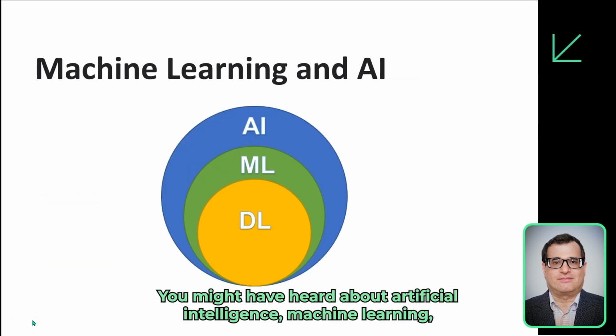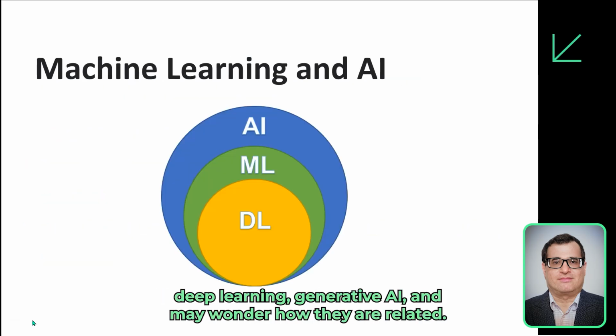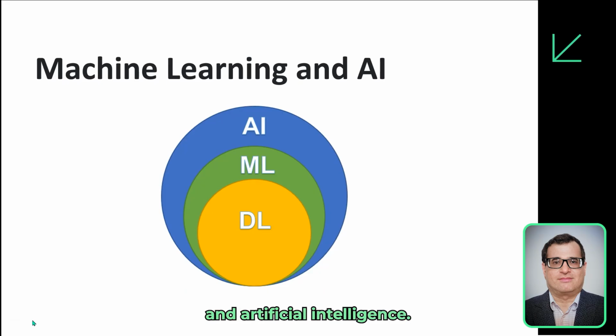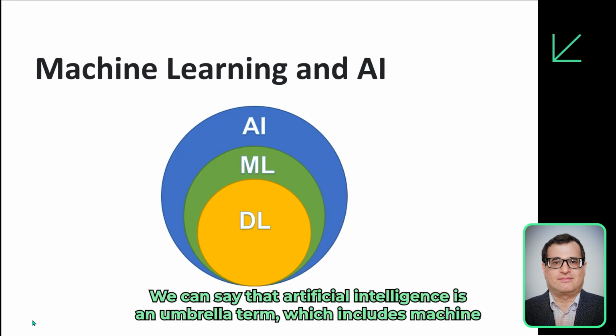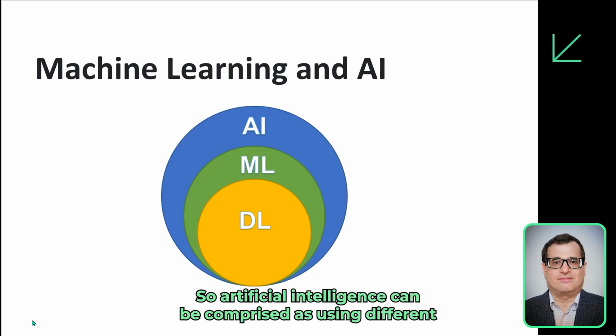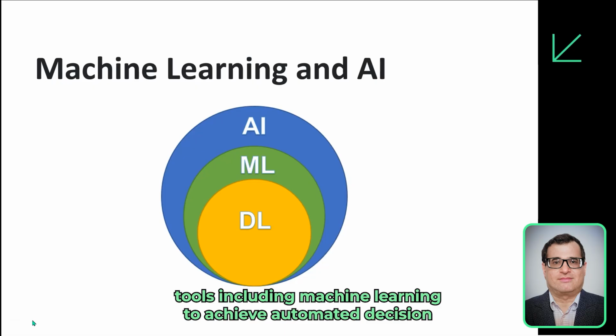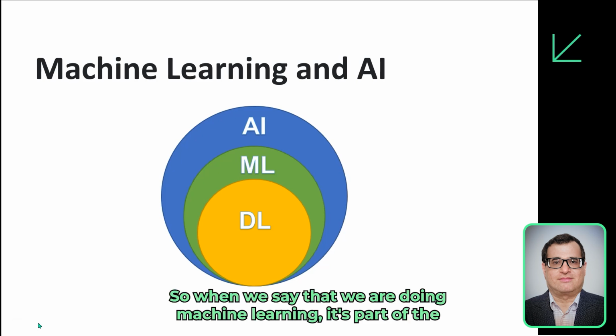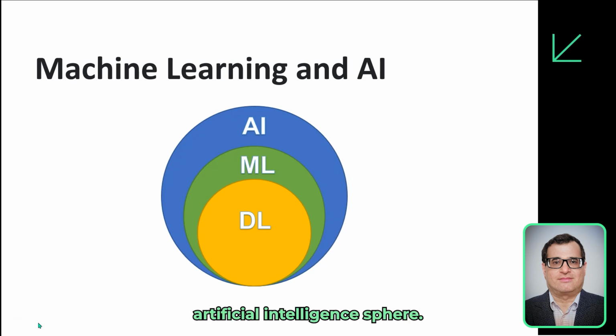You might have heard about artificial intelligence, machine learning, deep learning, generative AI, and may wonder how they are related. This chart shows the relationship between machine learning and artificial intelligence. We can say that artificial intelligence is an umbrella term which includes machine learning and deep learning as tools. So artificial intelligence can be comprised as using different tools, including machine learning, to achieve automated decision making based on data patterns. So when we say that we are doing machine learning, it is part of the artificial intelligence sphere.